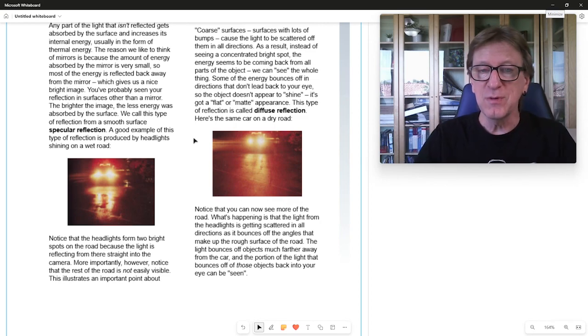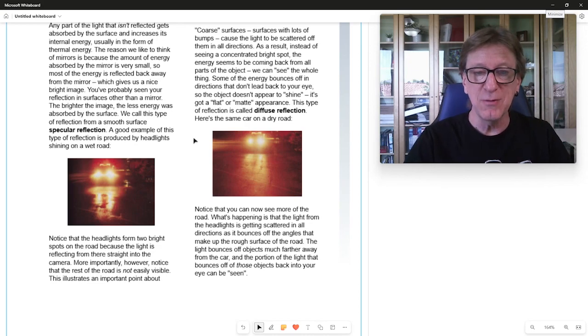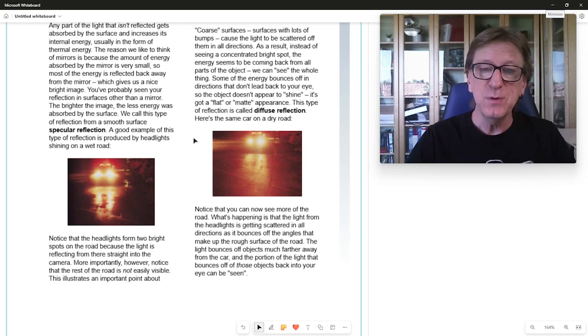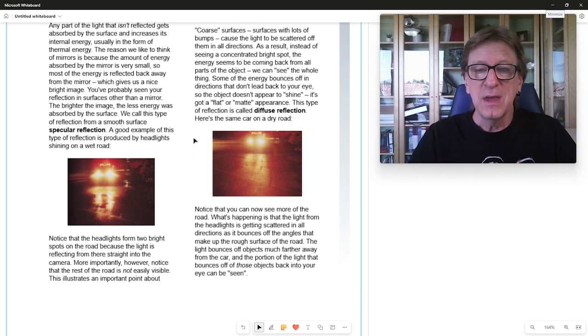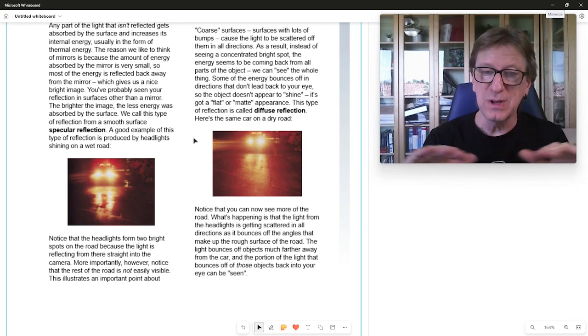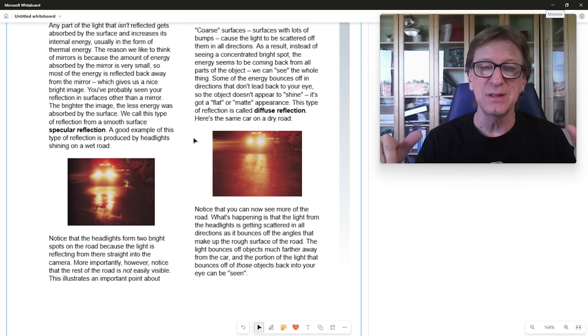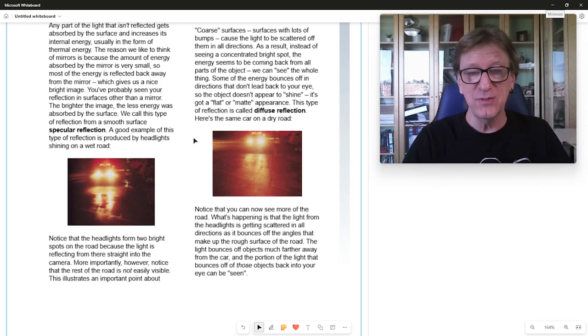Now, on the right here, we've got the same situation, but we've got a dry road. And this is an example of diffuse reflection. So the road is dry, so we've got this bumpy surface here. And you can see that we can now see the edges of the road. We can see more of the road surface is going to be lit up by the headlights here. Also notice that the headlights themselves are not so bright.